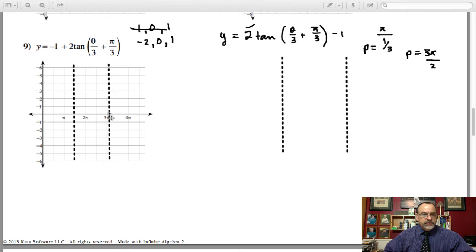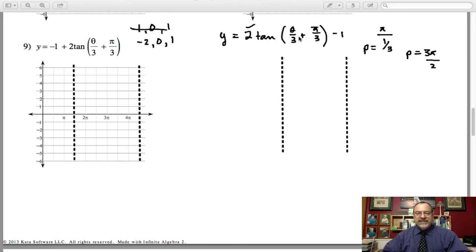1, 2, and then 3 pi would be right here. Okay, so 1 pi, 2 pi, 3 pi, right. Okay, so that takes care of the b value. Now, what's the shift? There's a horizontal shift here.